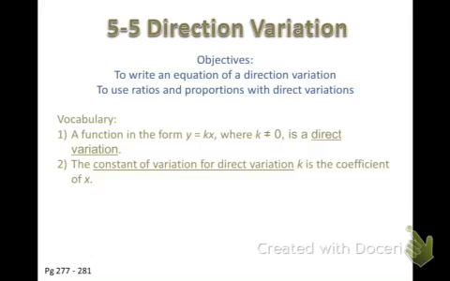A function in the form y equals kx. So this time k and x are multiplying. In one of our other lessons, it's going to be dividing, so I want you to notice that k and x are multiplying on this one. K cannot equal 0 in a direct variation. The constant of the variation for direct variation is k, so k will always stay the same.